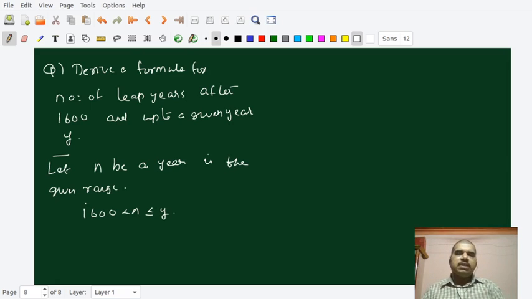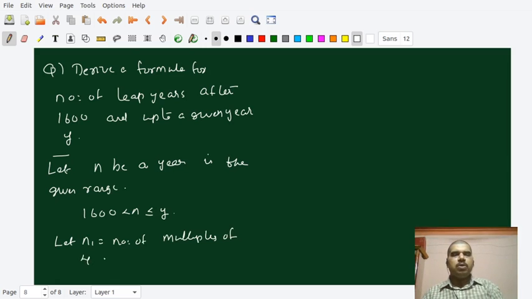First of all, we will check if n is going to be a multiple of 4 or not. Or in other words, we are going to find out the number of multiples of 4 in the range 1600 to y. Suppose that we call that number n1. Let n1 equal the number of multiples of 4 in the 1600 to y range. This is not included, this is included.